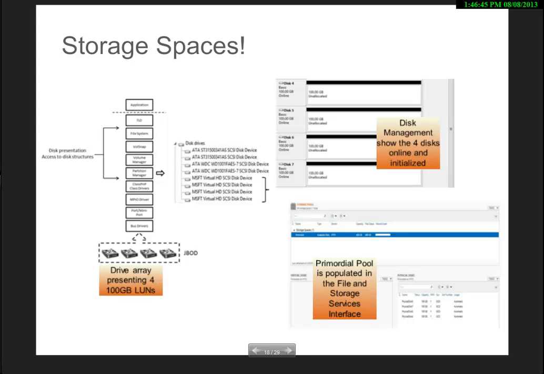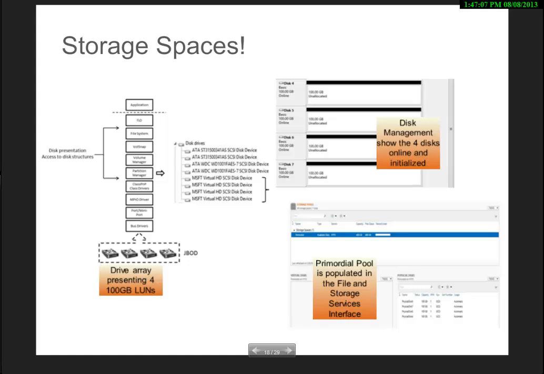It is supported with SAS and SCSI and SATA and IDE. Heck, if you want to put an IDE drive in there, I don't recommend that for your servers, but it'll be supported. So we've got the primordial pool that's populated, and you just take those disks and poof, your storage space, it literally can be created in 3-4 minutes, and that's it, and you're ready to go.